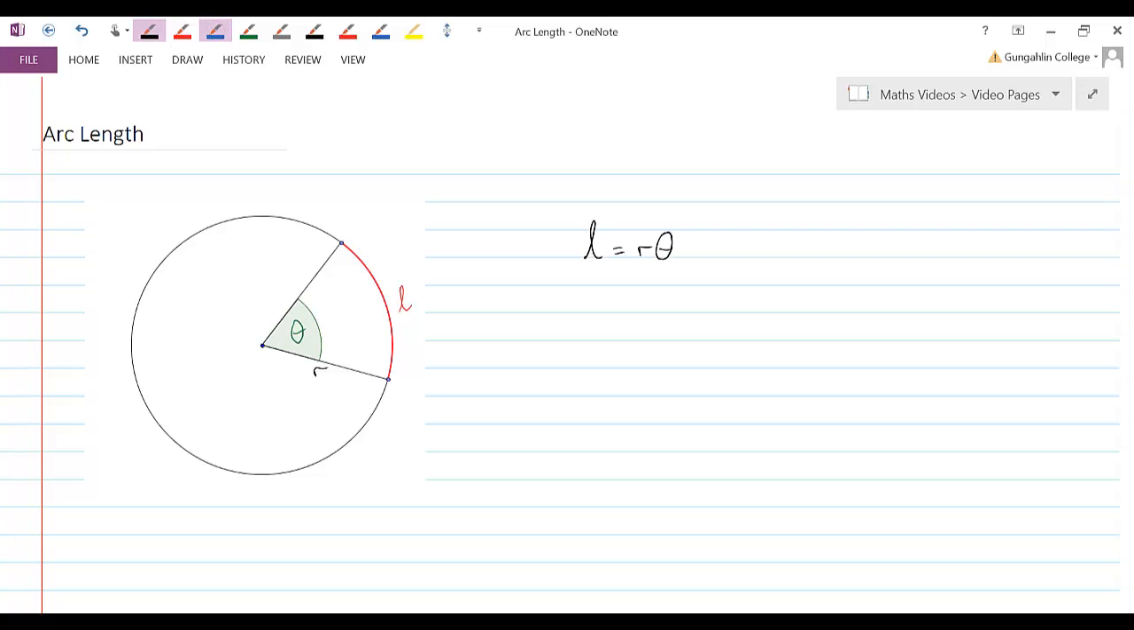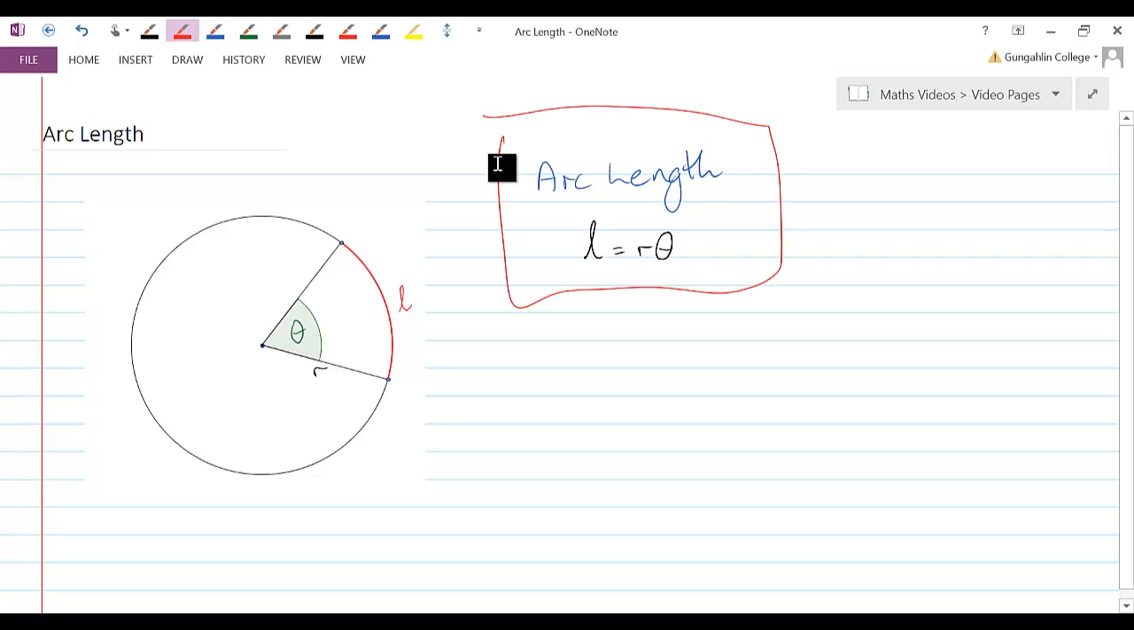So this is what's called the arc length formula. It's a very useful result. And it says that the arc length L is equal to the radius times theta measured in radians.